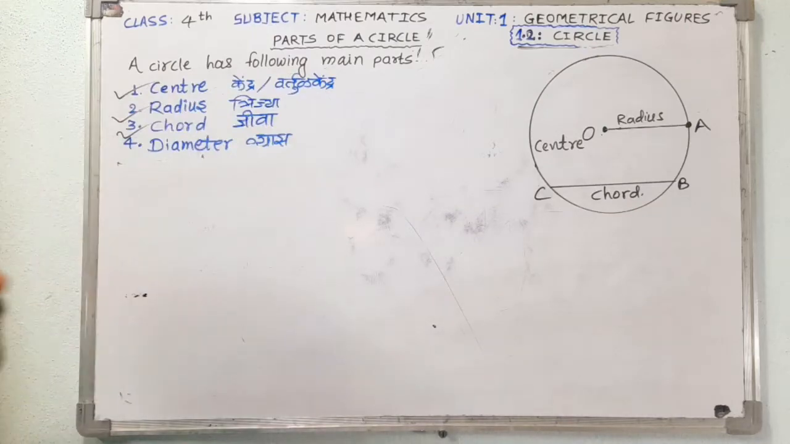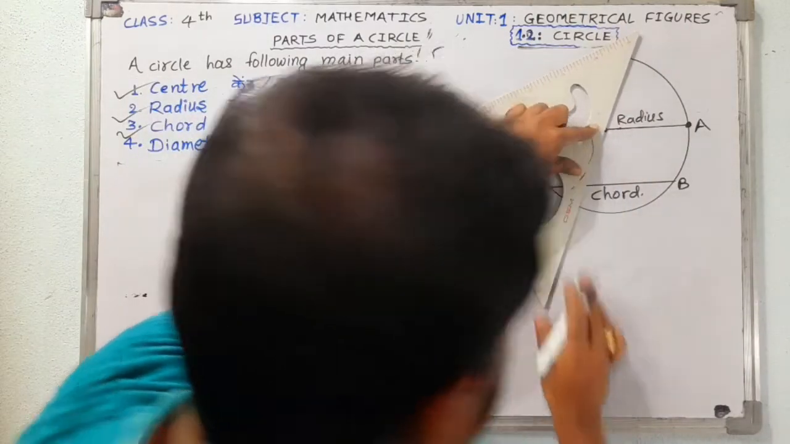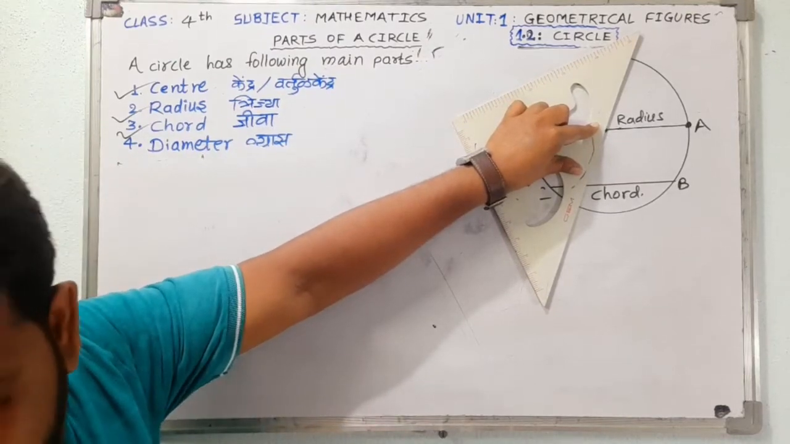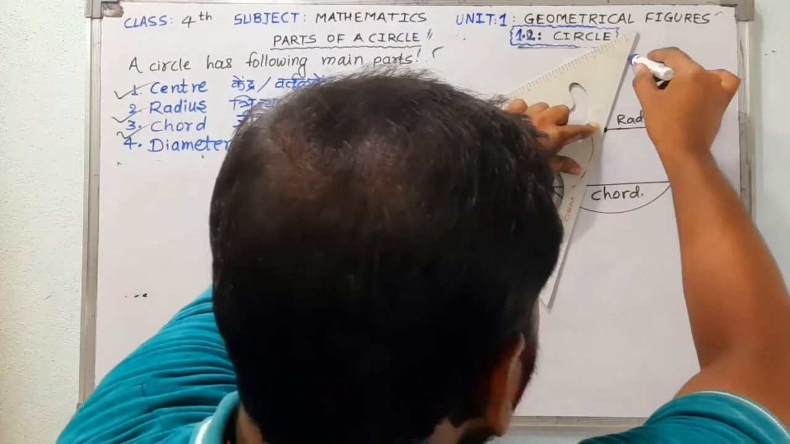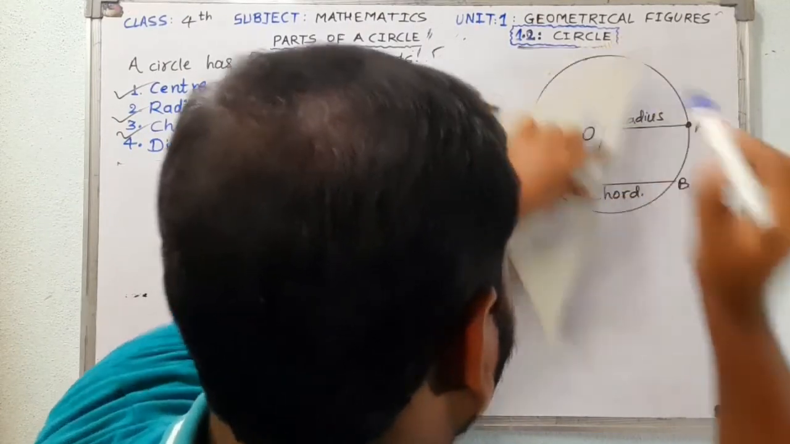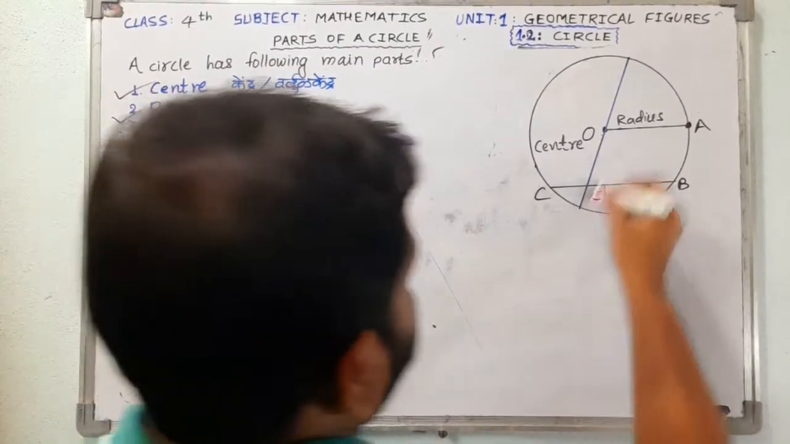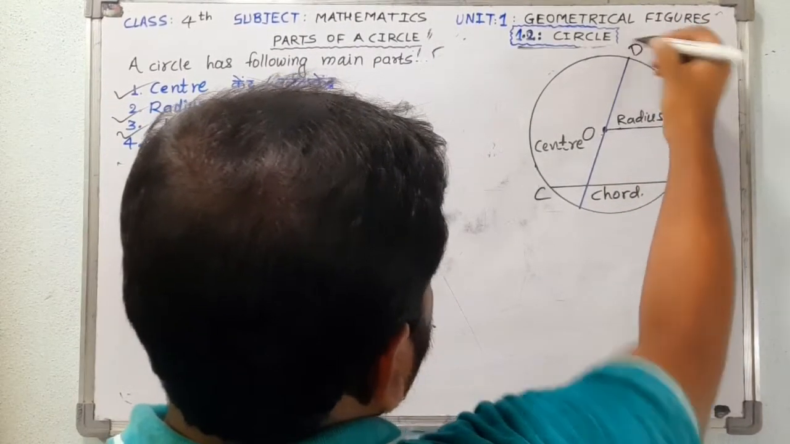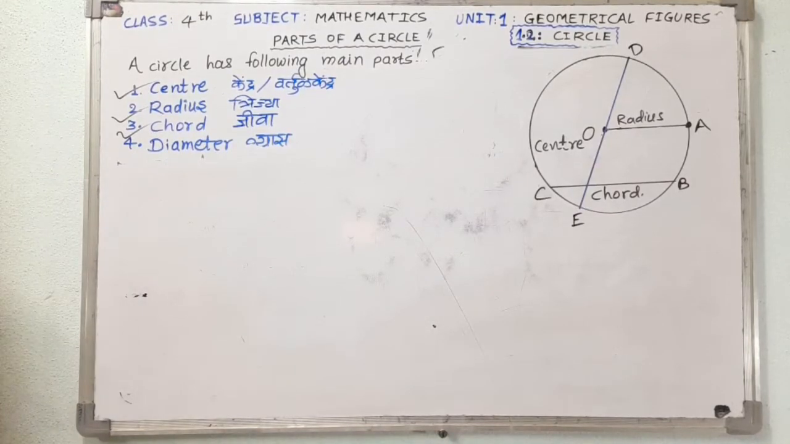And the last thing that we have learned now, what is it? That is the diameter. I will make it with another color. So this one is the diameter. Alright, I locate the points, D and E. Okay, so it is the diameter.